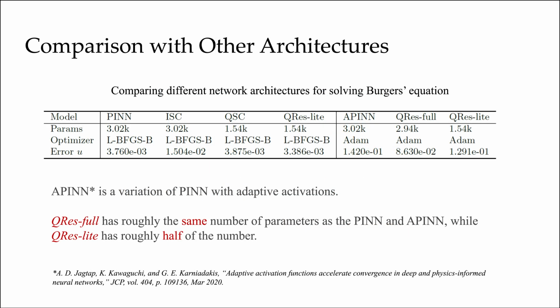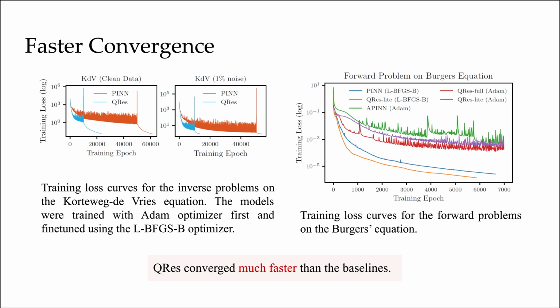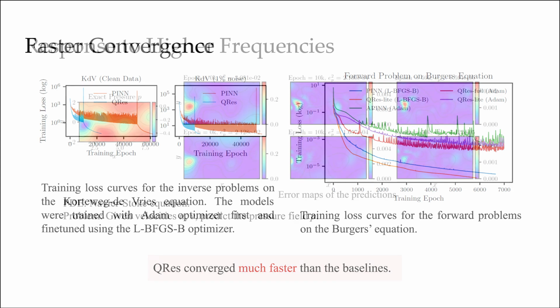We also compared with other network architectures including ISC, QSC, and adaptive activation PINs. The table shows that, whether with the same or half the number of parameters, the QRES produced more accurate predictions. Since the training loss can be a good characterization of the convergence of the PINs, we plot the training loss curves to compare the convergence speeds. In all the experiments, we see that QRES consistently converged much faster than other baselines.